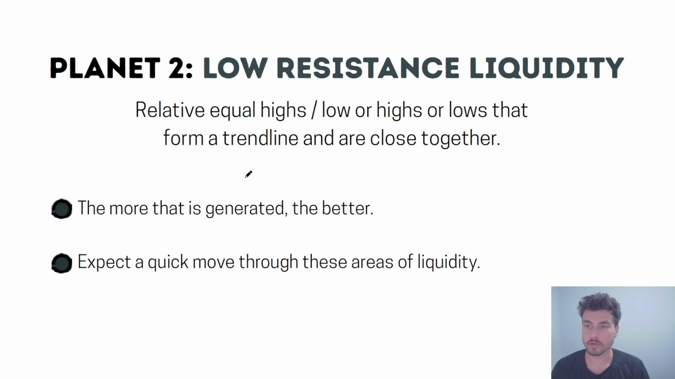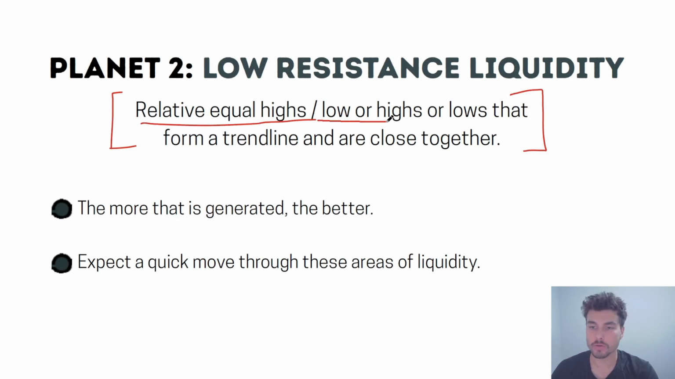Now, a lot of people ask me, what is low resistance? How do you look for it in the markets? Are there different types? Are some types better than others? We're going to talk about it today using this example. So I've defined it here today, guys, as relative equal highs or lows, or the highs or lows that form a trend line. Let me illustrate it.